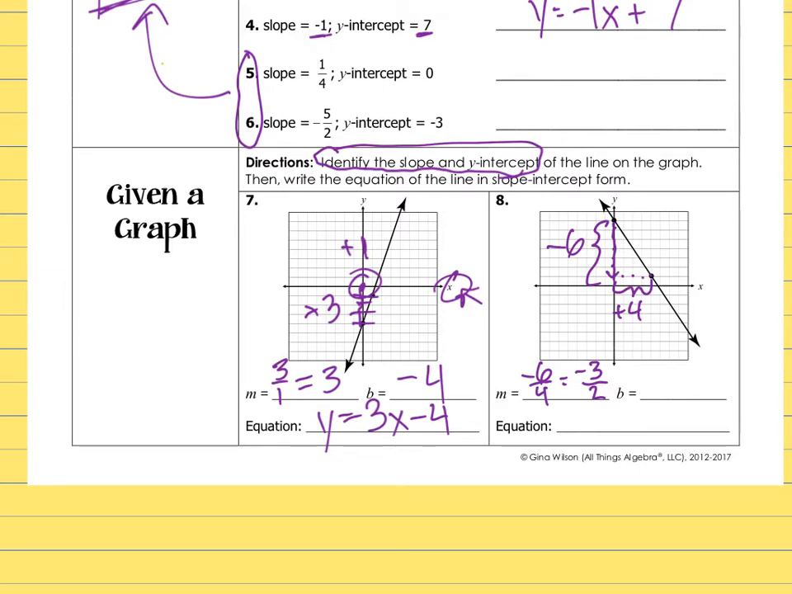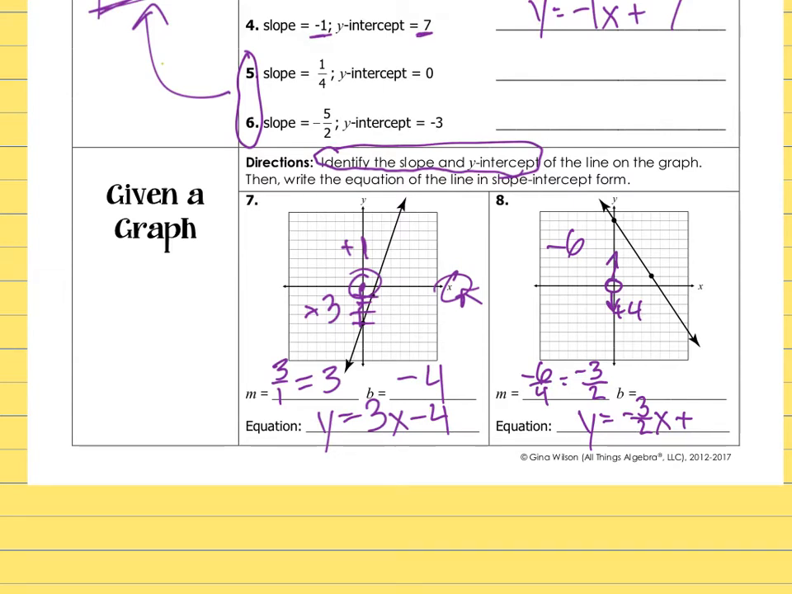As for my b, now that I have my m, I can actually even start putting together my equation. Since m is equal to -3/2, I have y equals -3/2 x. And I just need to figure out what the b is. Now remember, to find the b, or y-intercept, that's just my starting point. And so all I have to do is start at the origin here, and then go up or down until I meet the line I've drawn.